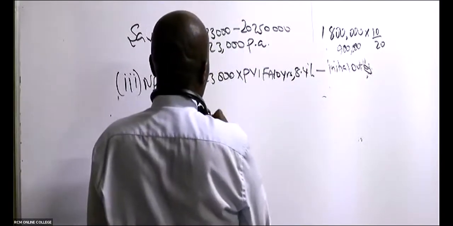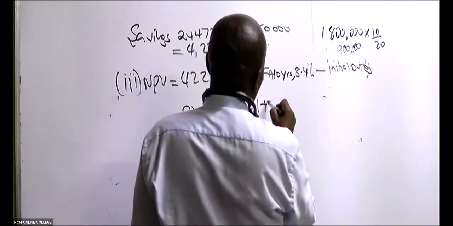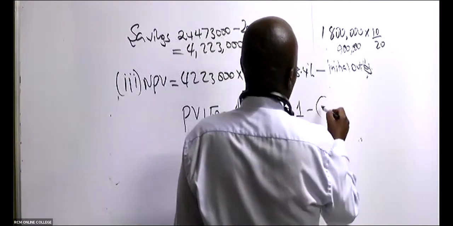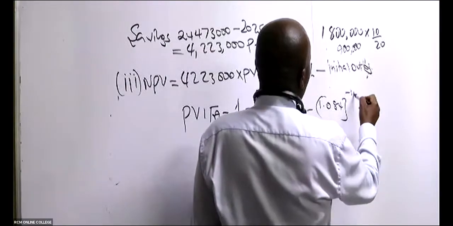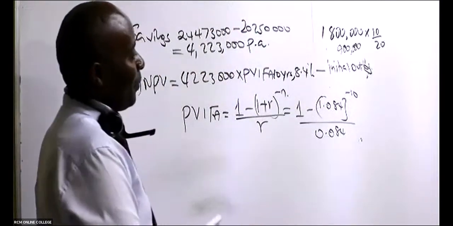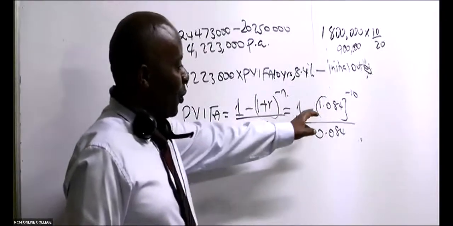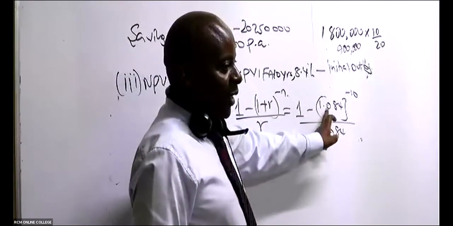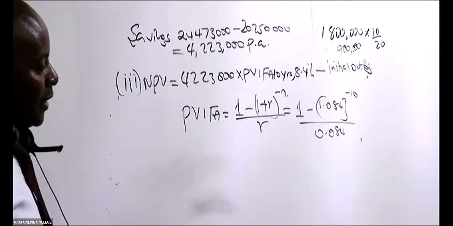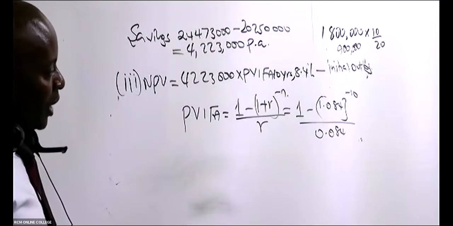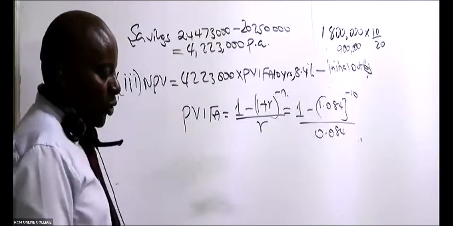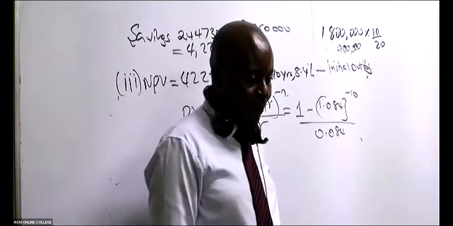So let's get this PV for ourselves. Remember, the formula is 1 minus 1 plus R raised to negative n, all over R. So it will be 1 minus 1.084 raised to negative 10, everything divided by R itself, 0.084. Be careful with this. I may not be very sure. Be very careful with this. So 1 minus 1.084 raised to negative 10. Whatever answer I get, I will divide this by 0.084. So tell us, what are we able to get at the end of the day?